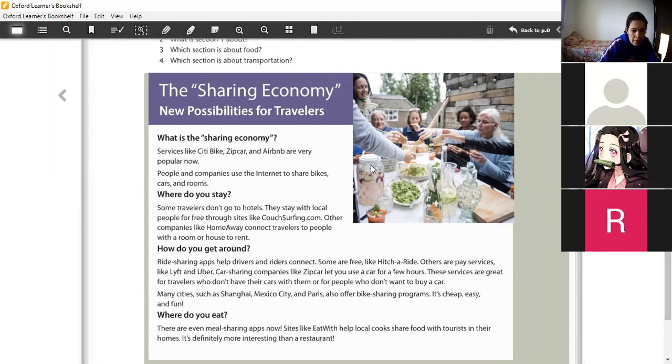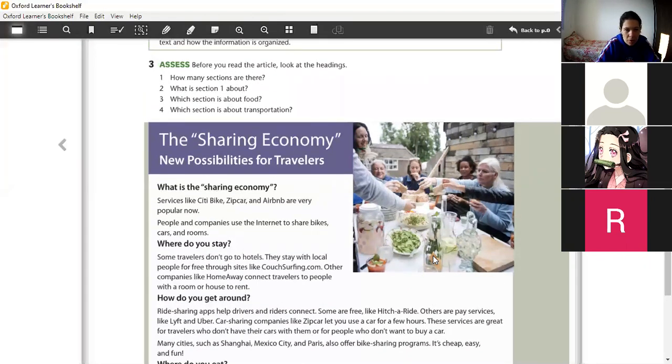So that's what they are doing. They are eating together, sharing the meal, sharing the food. So now, what is the text about?